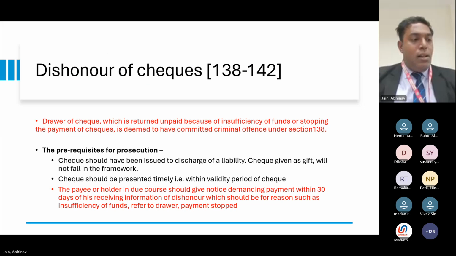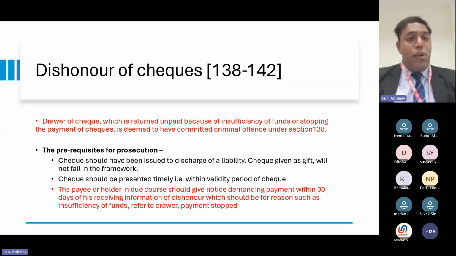Next, dishonor of check. Dishonoring of checks. Sections 138 to 142 of the NI Act 1881 discuss dishonor of the check and the types of punishment given for dishonoring of the check.